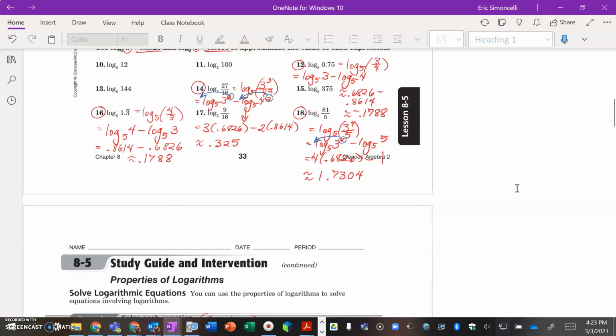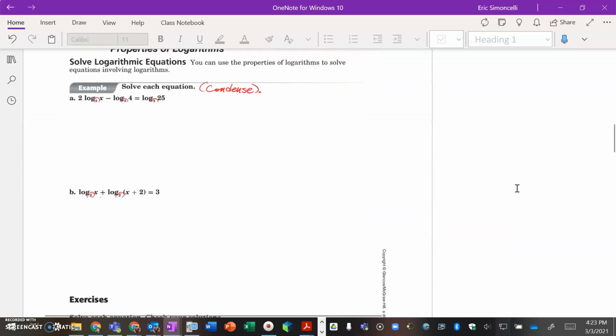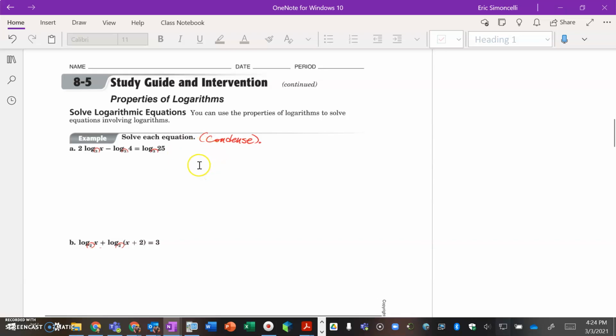Let's continue. So on the next page, I've used language of expanding, and technically there's also the language condensing that we have to take into account. Expanding means to make larger. Condensing means to make smaller. Okay, so solve each equation. We are going to use the properties of logs to solve. So similar to what we did in the prior page, but now look at this.